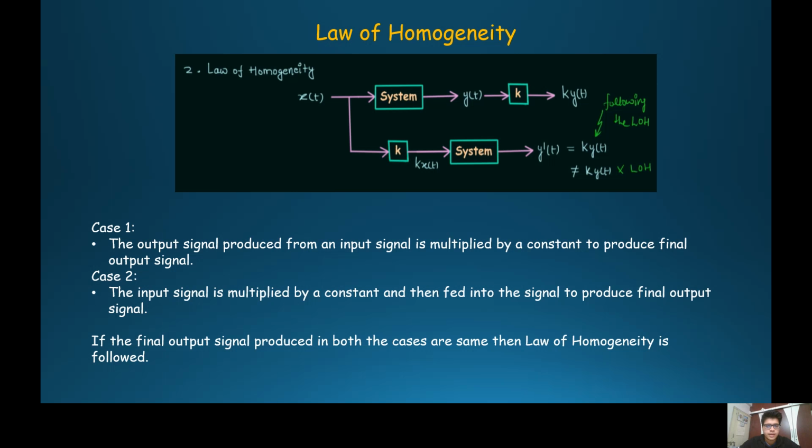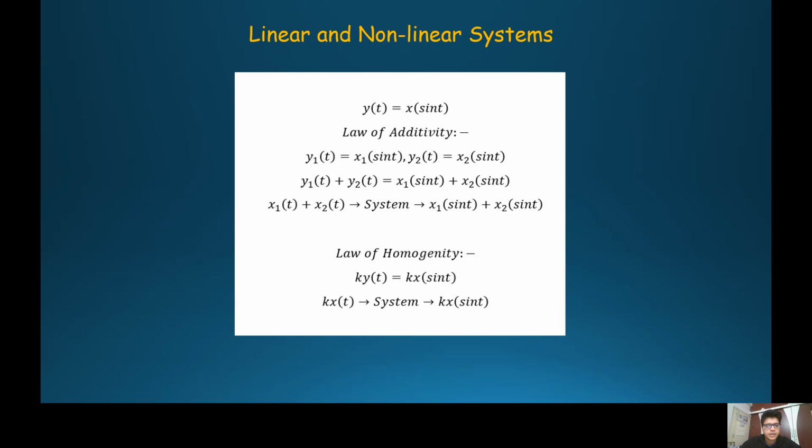Now let's see one example to make it more clear. One thing we need to understand here is that in order for a system to be linear, it must follow both the law of additivity and law of homogeneity. If any one of the rules is not followed, then we say that the system is non-linear. So the example here is y(t) equal to x sine t. So two different input signals here are x1(t) and x2(t), and when they were fed to the system, they give outputs x1 sine t and x2 sine t.